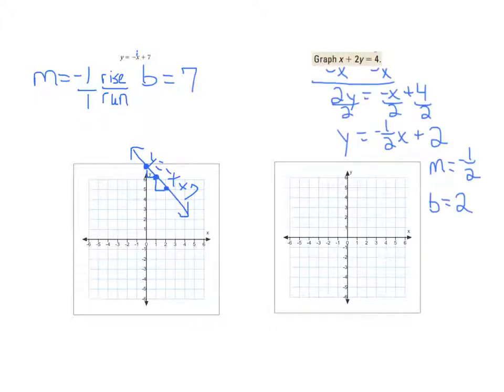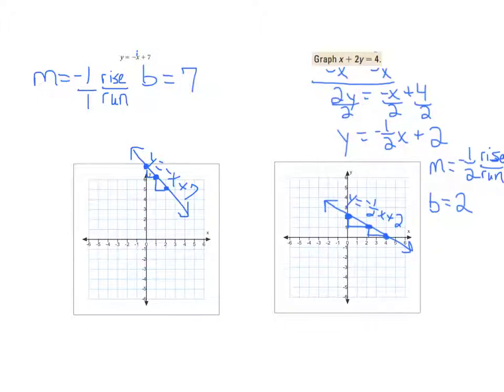All right, did you get y equals negative 1/2 x plus 2? Check your work up here, make sure you did it correctly. We get M is negative 1/2 and B is 2. Now I want you to pause the video, graph this line, and then turn the video back on and check it.